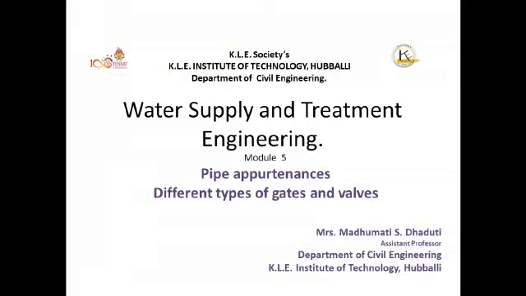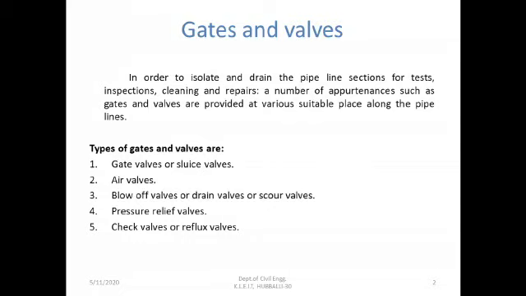First, let me tell you where the gates and valves are being used. Usually it is in the pipeline sections wherein inspections, cleaning or repair work are to be done, the valves are being provided. And also to isolate a particular pipe section or to drain it, these gates and valves are being used. So which are those types of gates and valves?